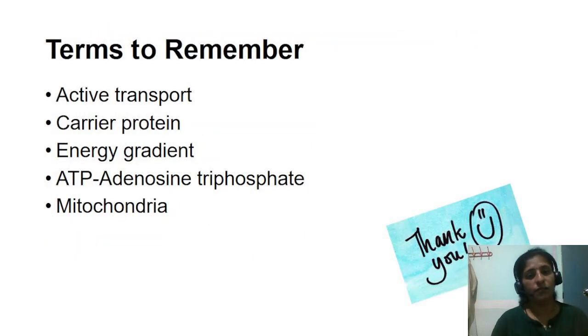Next, these terms you must remember while learning active transport. How to define active transport? What are carrier proteins? Against the energy gradient, meaning energy is needed, and concentration gradient. And ATP. ATP, you know, adenosine triphosphate, is called the energy coin, produced by mitochondria, the cell organelles inside the cells.